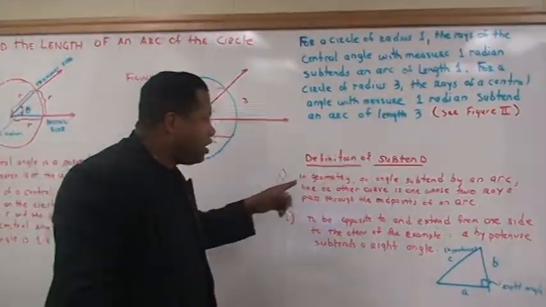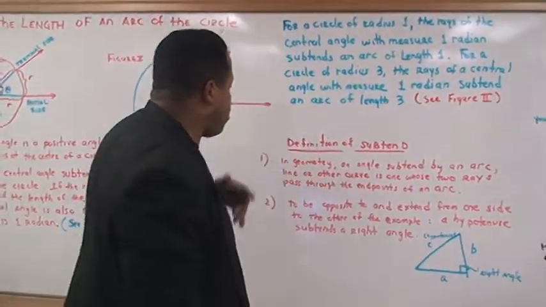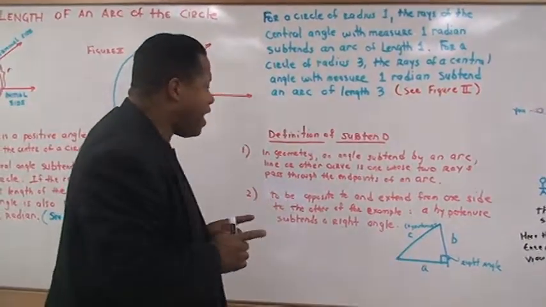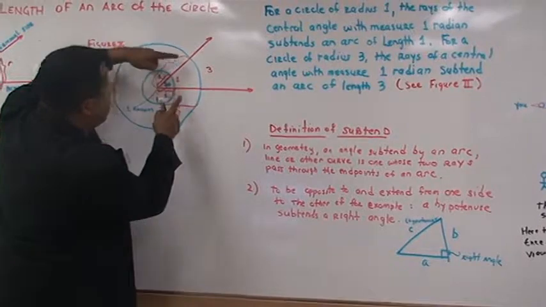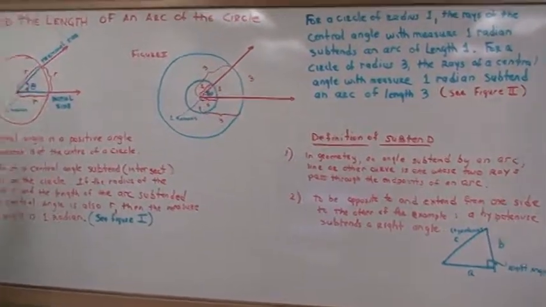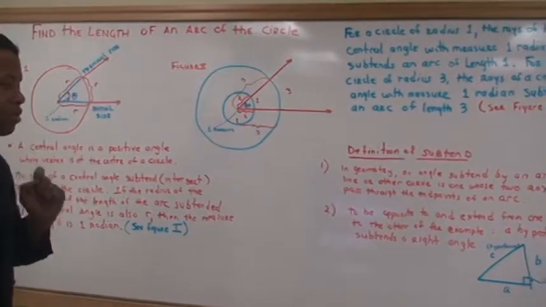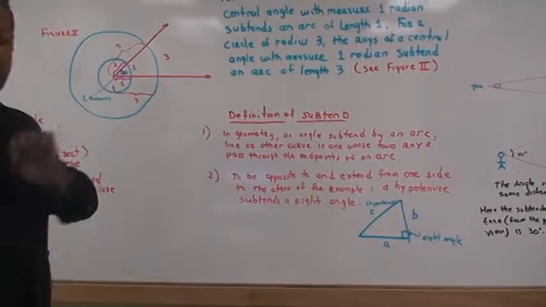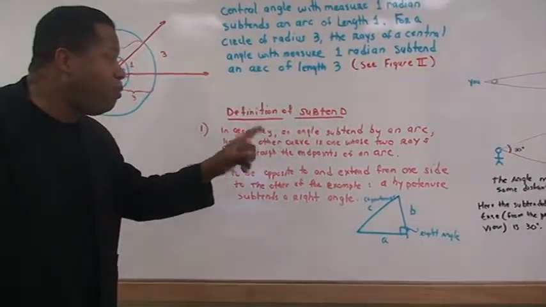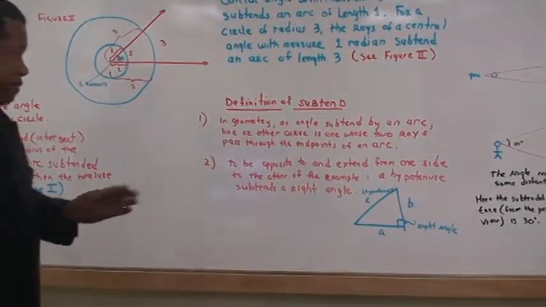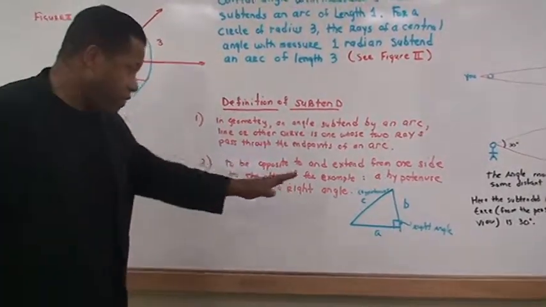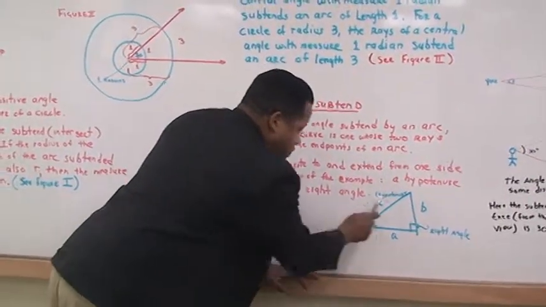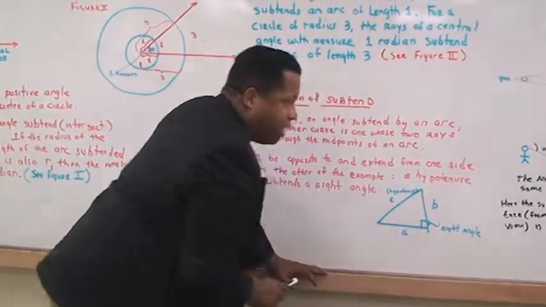Let's look at the definition. In geometry, an angle subtended by an arc, line, or other curve is one whose two rays pass through the endpoints of the arc, as you see right here in this diagram, and also in this diagram as well. Now, the second definition is to be opposite to and extend from one side to the other. An example of that is the hypotenuse subtends a right angle. So it's saying opposite from that.